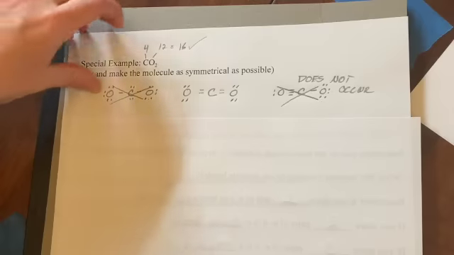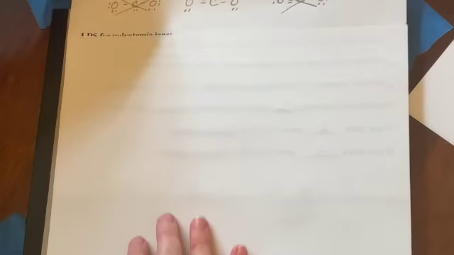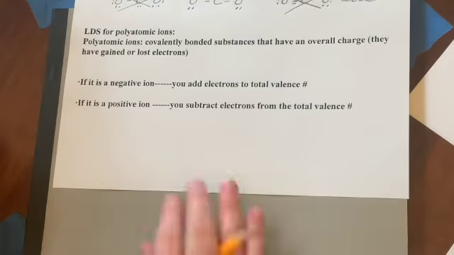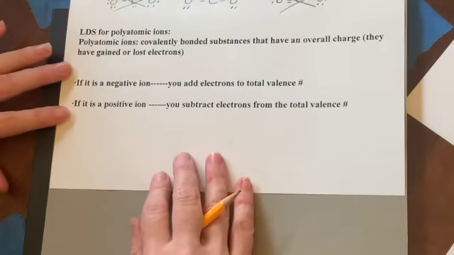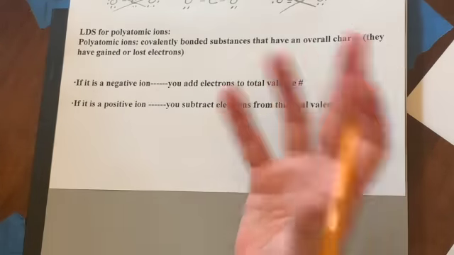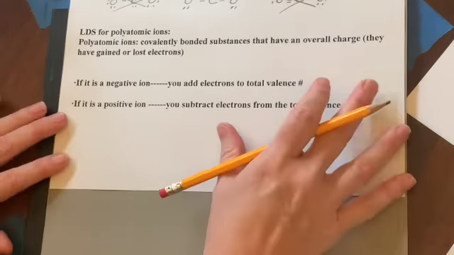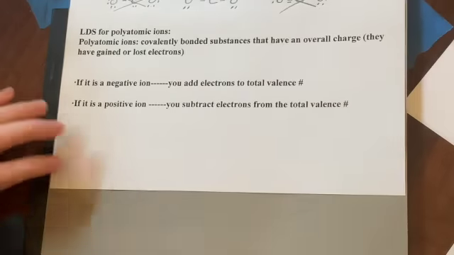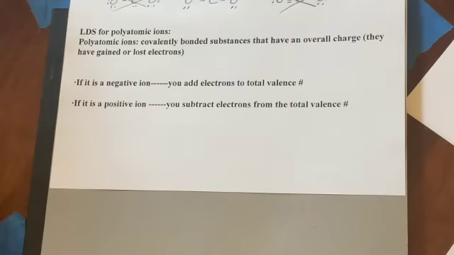Okay. Last thing we're going to talk about for today is doing a Lewis dot structure for a polyatomic ion, which you absolutely can do. Polyatomic ions are actually covalently bonded, but they have an overall charge, and that's why we deal with them in ionic compounds. But the polyatomic ion itself is a covalent substance, so we can do Lewis dot structures for them. So let us look at these.